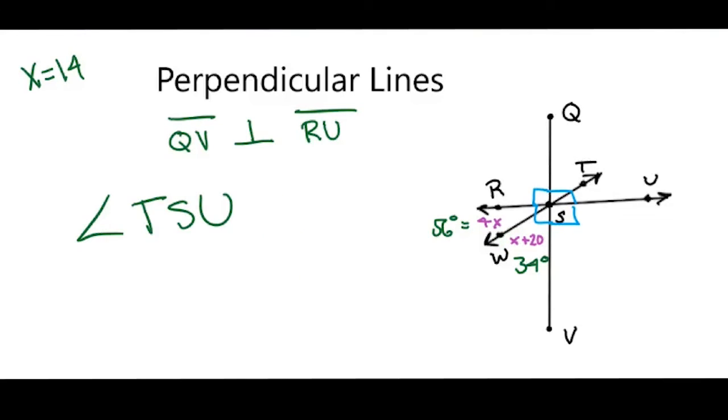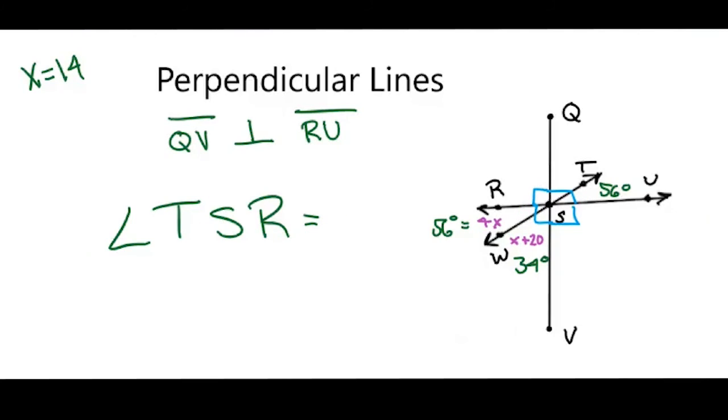What about the measure of angle TSU? Well, TSU is a vertical angle with angle RSW, and we know that RSW is 56 degrees. So that means that angle TSU is also 56 degrees.